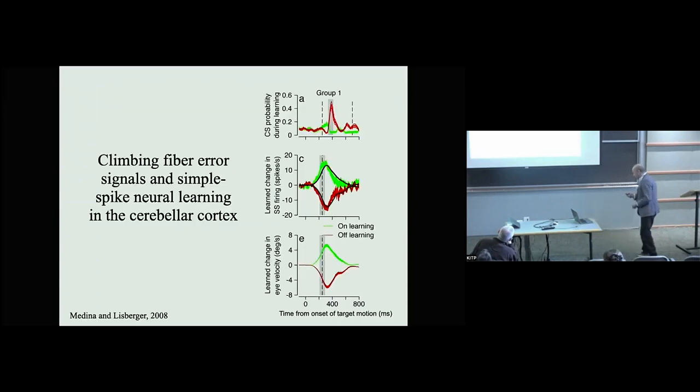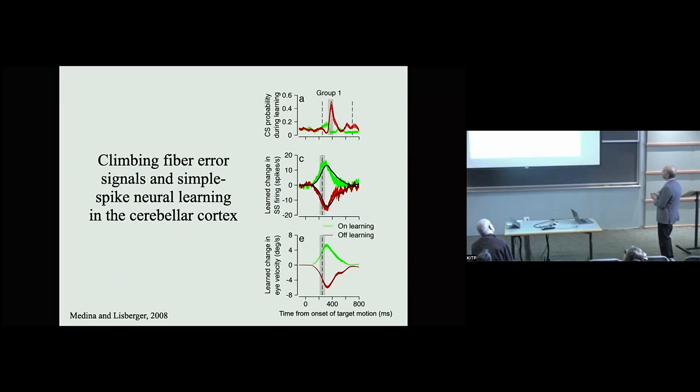So this I sort of think of as the anatomy of cerebellar learning, but this is what this part of the cerebellum looks like after 100 trials of learning. So if you give 100 repeated instructions, and then you look at the change in eye velocity in the on direction of the Purkinje cell, you get an increase. In the off direction, you get a decrease in eye velocity. This is the behavioral learning.